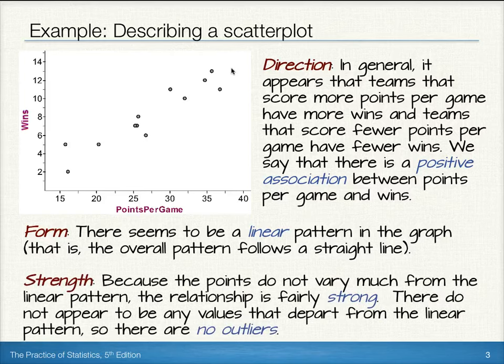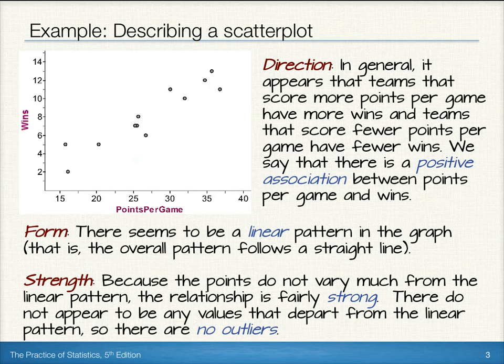And finally, we want to talk about the strength, and we say here that the points don't vary much from the linear pattern, so the relationship is fairly strong. There don't appear to be any values that depart from that linear pattern. There aren't any out here, there aren't any out here, so we say there aren't any outliers.